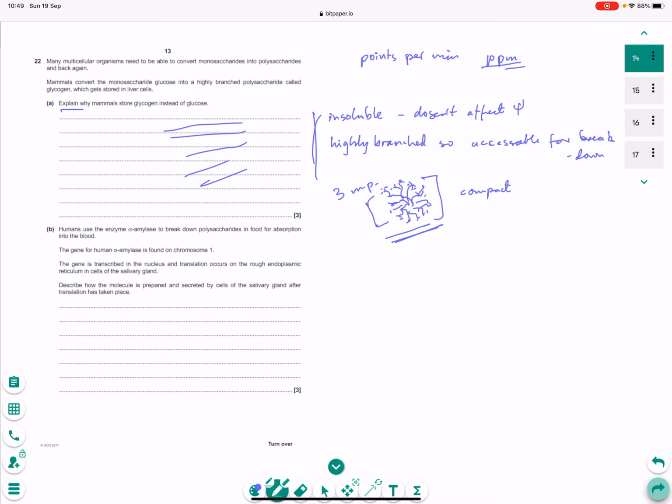B, humans use the enzyme alpha amylase, they don't make the decision to use it, it's badly written, to break down polysaccharides in food for absorption into the blood. The gene for human alpha amylase is found on chromosome 1. The gene is transcribed in the nucleus, and translation occurs on the rough endoplasmic reticulum in the cells of the salivary gland. Describe how the molecule is prepared and secreted by cells of the salivary gland after translation has taken place.